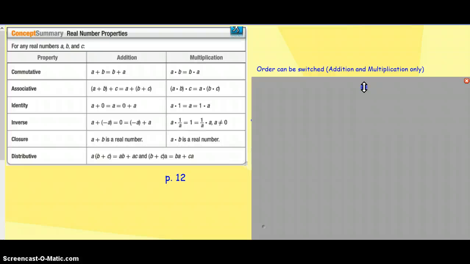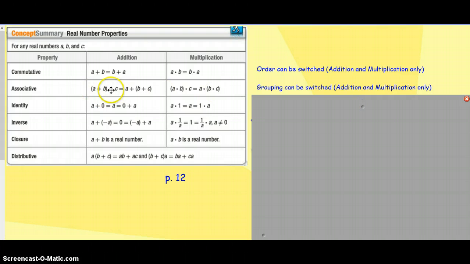Also for addition and multiplication, we have associative property, and you can see that the grouping is switched on each side of the equal sign. So they're basically saying that you're allowed to add A and B first, or you can add B and C first, then A. So it doesn't matter what order you add things, it will work out to be the same.